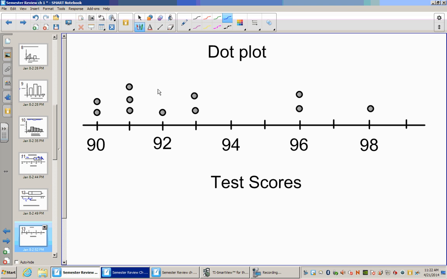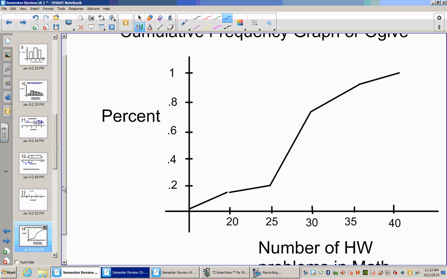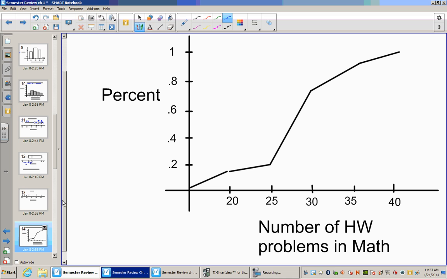A dot plot, this is pretty self-explanatory. Wherever there's a point, you just put a dot, and it's pretty easy for people to read and see dot plots. The ogive, or the cumulative frequency graph, adds up the frequency as you move along. So if you want to find the 30th percentile, you go to 30%, go over and down, and I would say 26 homework problems would be the 30th percentile.